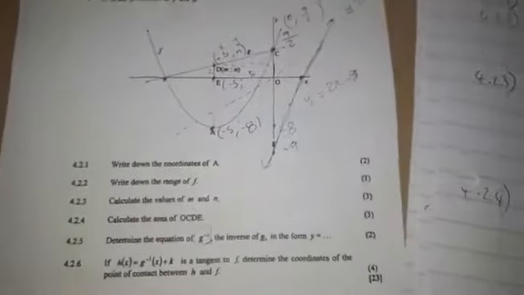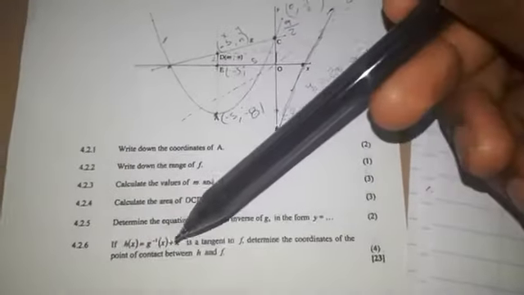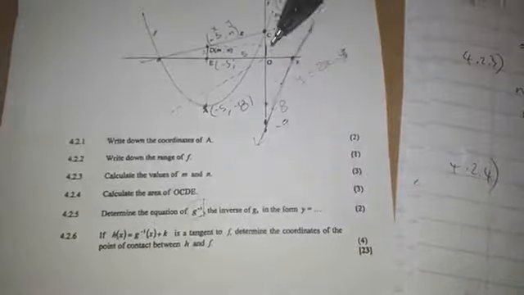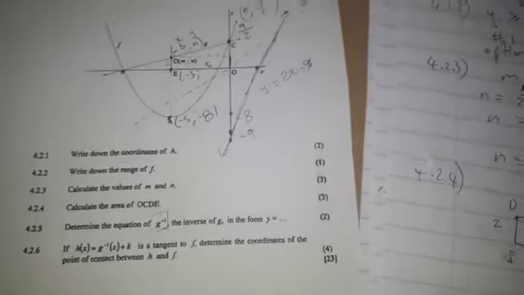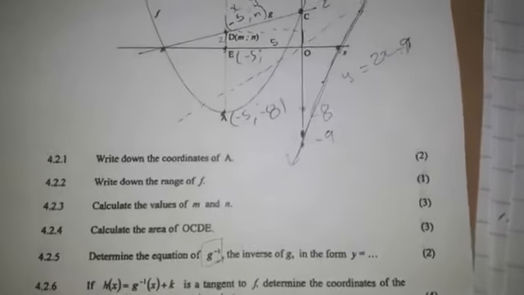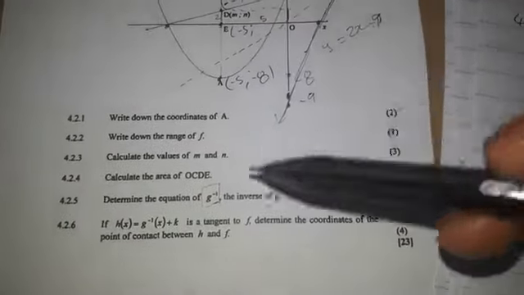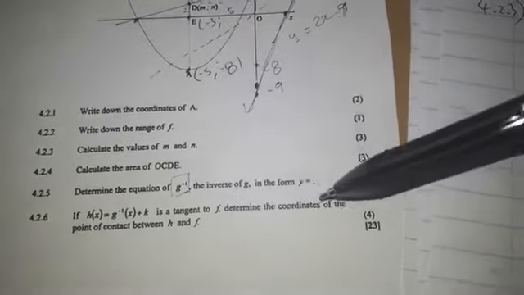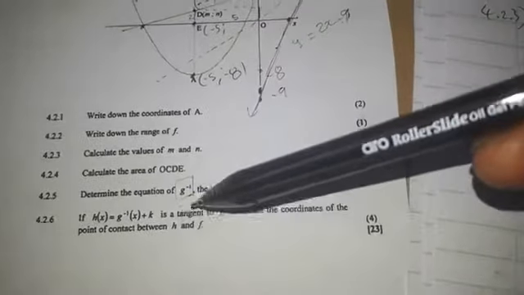So they're basically asking you, technically we need to find out what the value of k will be for our line to be a tangent to our curve. I know it sounds like a lot of gibberish, but I hope not. But last questions are always like that, you see. h is this equation, it is a tangent to f. Determine the coordinates of the point of contact between h and f.